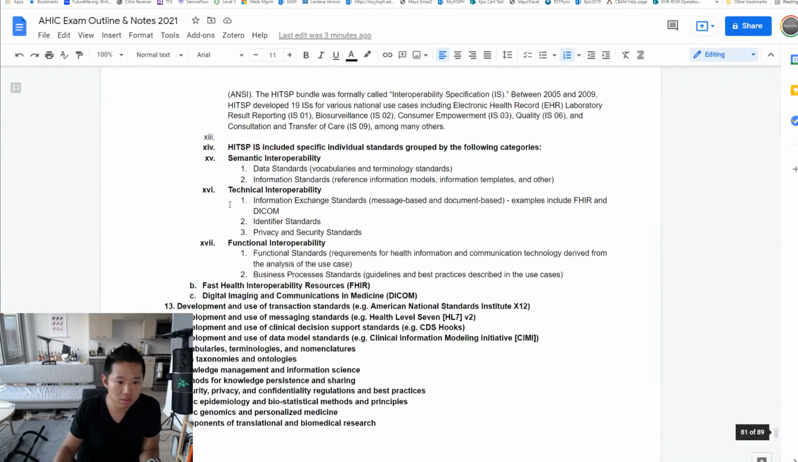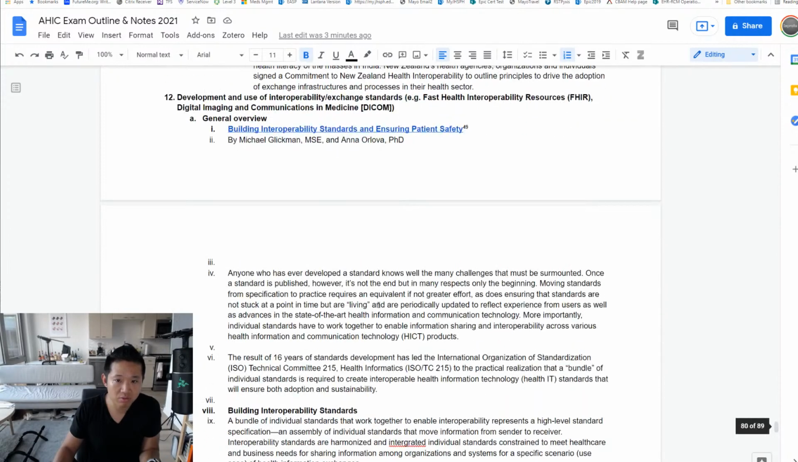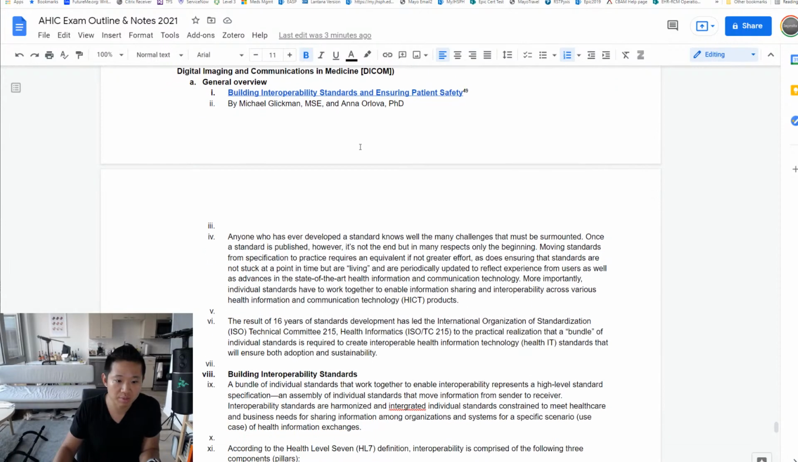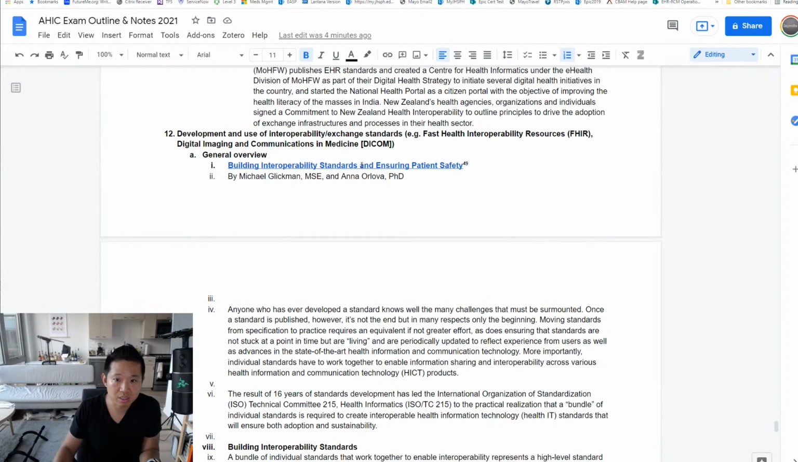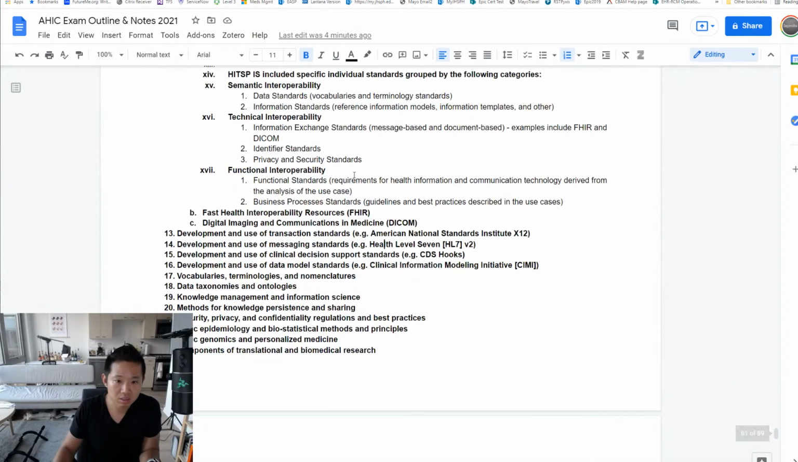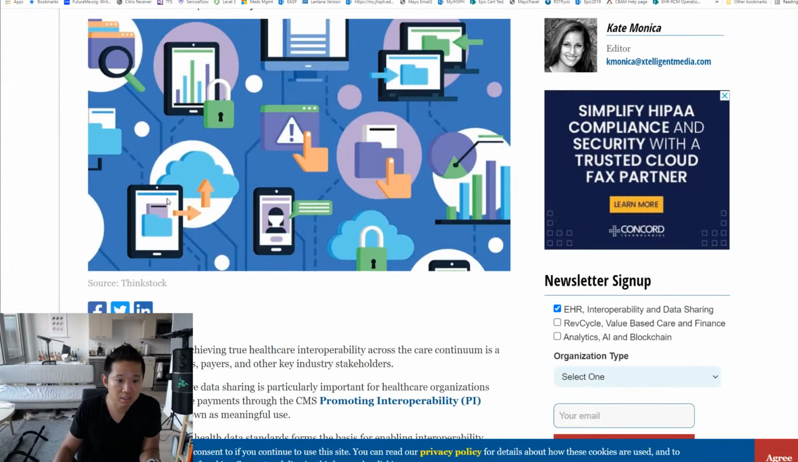And the next one was transaction standards, like X12, HL7, data models. Probably some of this is going to cover all of them. Interoperability exchange ones. So this is probably just talking about technical interoperability then, in this case. No, some of these other ones. Okay, let's just go ahead and cite this.